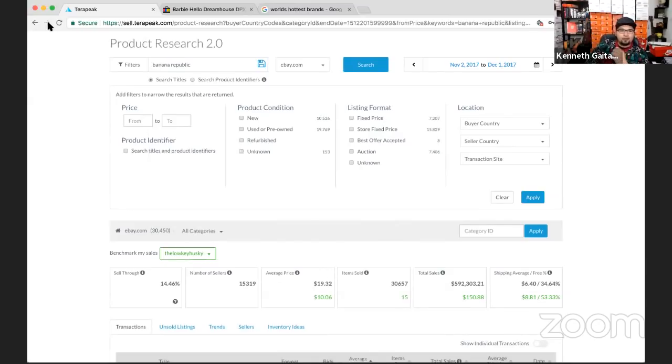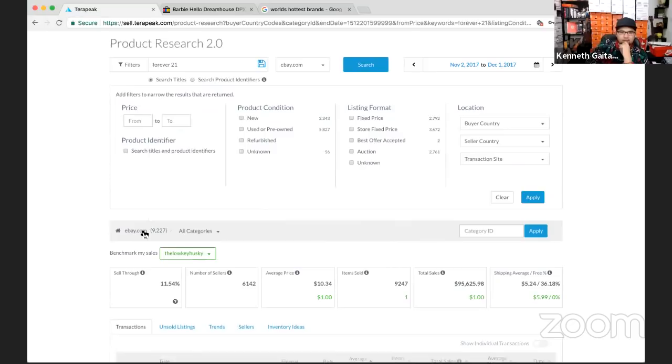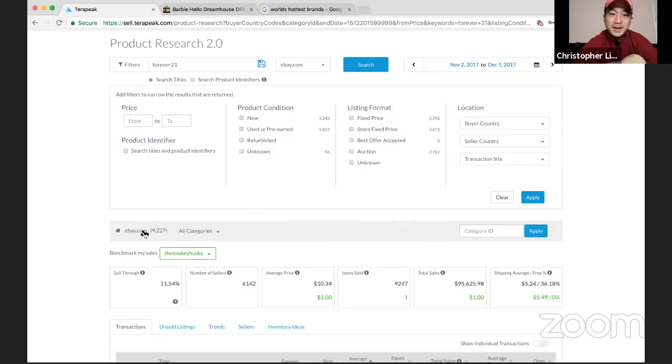Forever 21. Oh, what? Oh my gosh, let's dominate the market. Only 6,000 sellers for $10. Yeah, that's good. Wow. Man, they're really fighting for this 100 grand. Wait, what is that per person? That's like $12 per person.